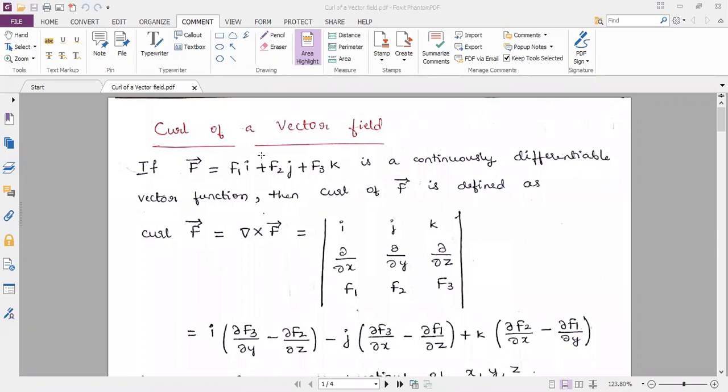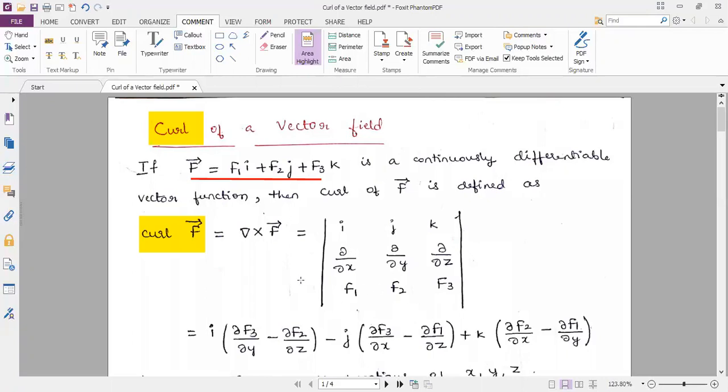Today I'll be teaching a topic in vector calculus, that is curl of a vector field. If vector f is equal to f1 i plus f2 j plus f3 k cap, which is a continuously differentiable vector function, then curl of f is defined as curl f, also denoted by del cross f, given by the determinant of i, j, k, second row dou by dou x, dou by dou y, dou by dou z, third row f1, f2, f3.